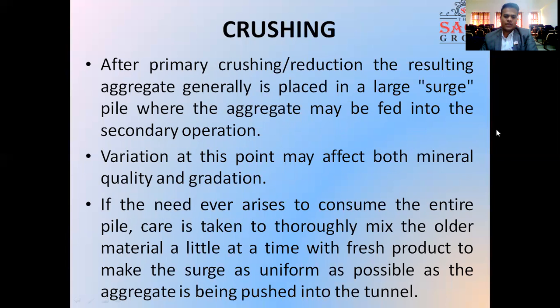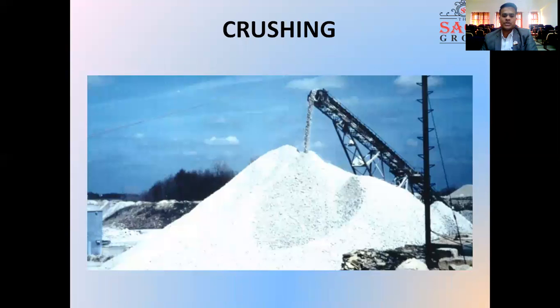If the need ever arises to consume the entire pile, care is taken to thoroughly mix the older material a little at a time with the fresh product to make the surge pile as uniform as possible as the aggregate is being pushed into the tunnel. That means while using the fresh material, somehow older material is mixed through it to get a uniform aggregate material.